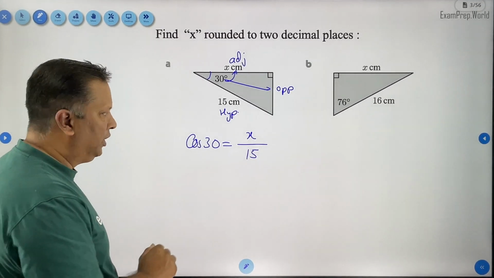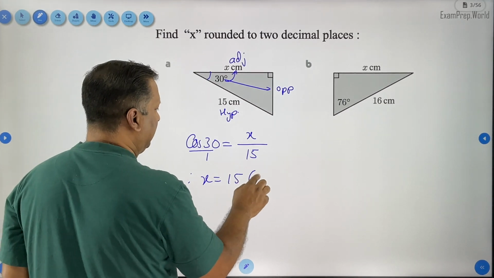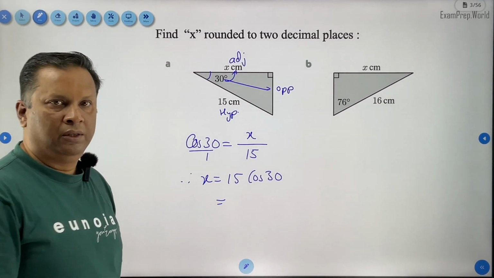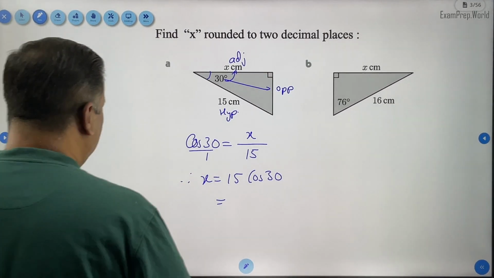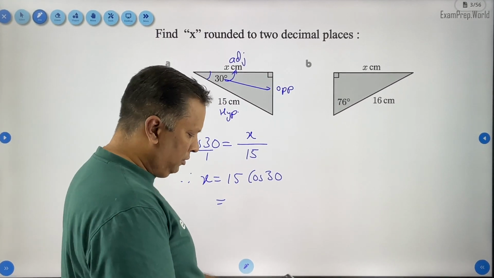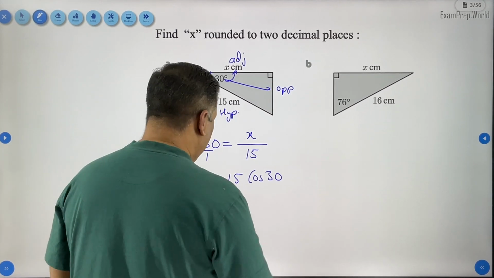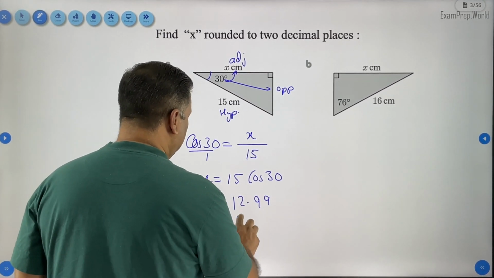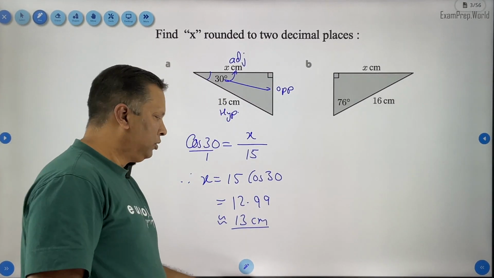Now how do you find x? Cross multiply. Therefore x equals to 15 times cos 30. Okay. So what is 15 times cos 30? Use your calculator to find the value. 15 cos 30. It is 12.99, which is roughly equals to 13 centimeter. So you found your value.